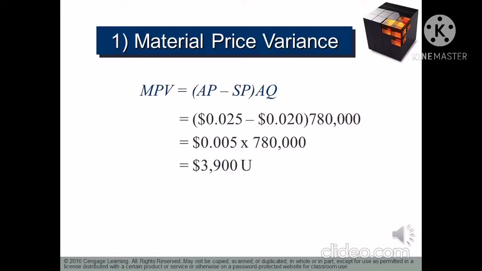then multiplied by AQ. All the information here we can get from the questions before, where actual price, this is how to find material price variance for yogurt. So we will look into yogurt only. So actual price per ounce of yogurt is 0.025 minus standard price per ounce for yogurt is 0.020, then multiplied by 780,000, where this is actual yogurt usage. So you will get $3,900 for material price variance.